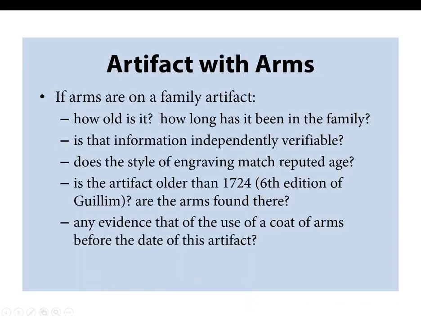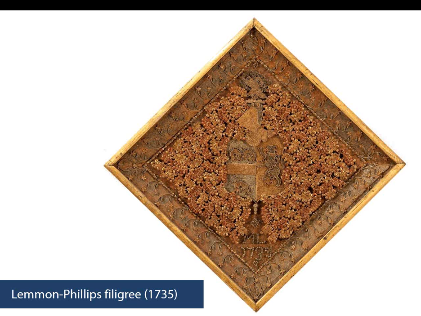But this brings us, the next slide, to a more specific to-do list of how we consider artifacts with coats of arms that are authenticated as belonging to the family in question and come from a very early date. And actually the 1724 cutoff is important. If the artifact is older than the 6th edition of Gwillim, then it may very well be something that we should have more confidence in. And I just want to come back to that with 2 more examples.